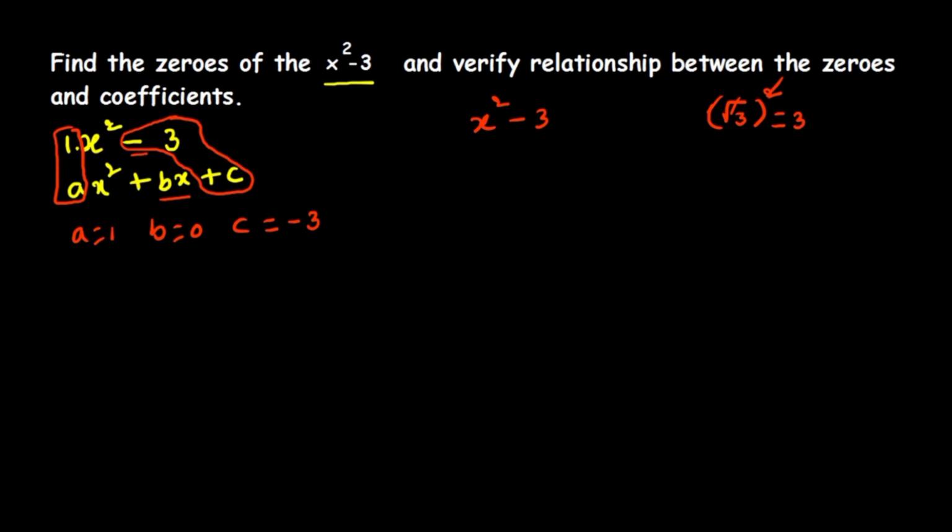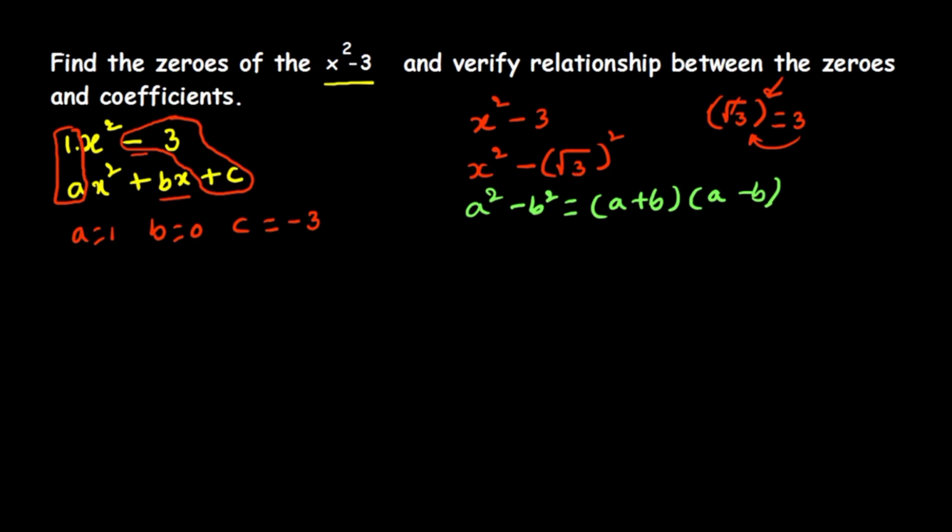So this 3 we can write as root 3 whole square. So that's what I'm going to write now. This is x square minus root 3 whole square. So this is in the form of a square minus b square, and a square minus b square equals a plus b into a minus b. So how do we write this x square minus root 3 square? x plus root 3 into x minus root 3.